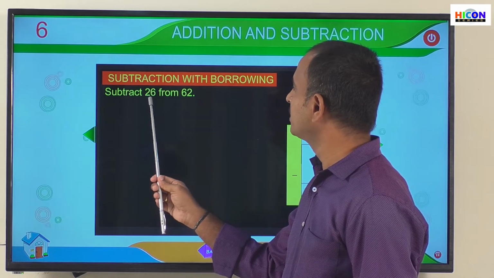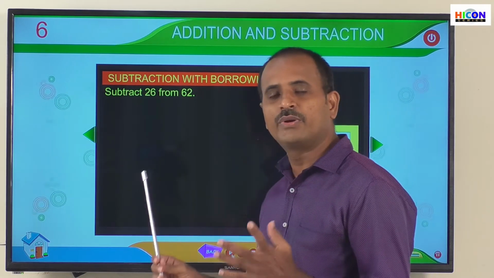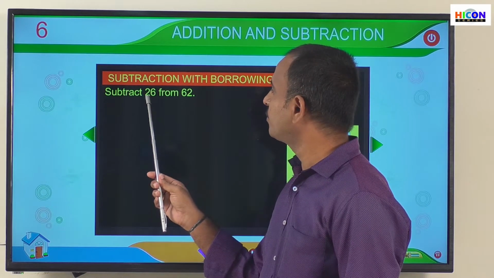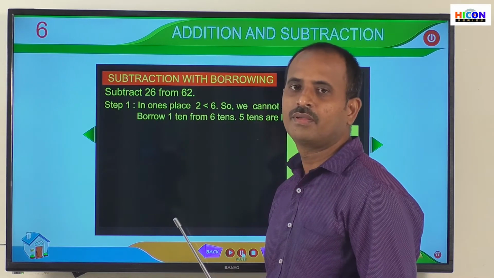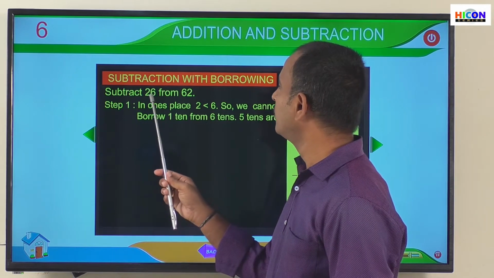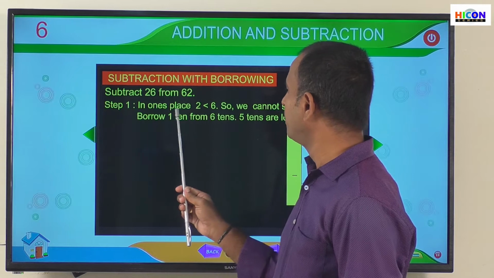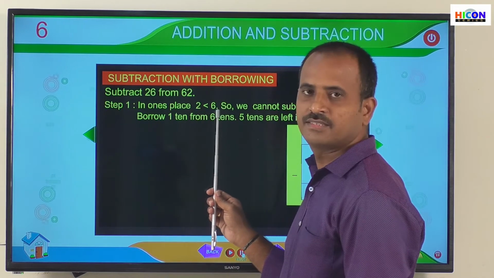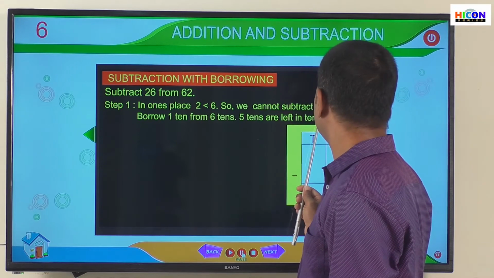Subtract 26 from 62. Here they have given two numbers. What is the first number? 26. And what is the second number? 62. Now we have to subtract 26 from 62. See step 1 here. In ones place, 2 is less than 6. So we cannot subtract 6 from 2.